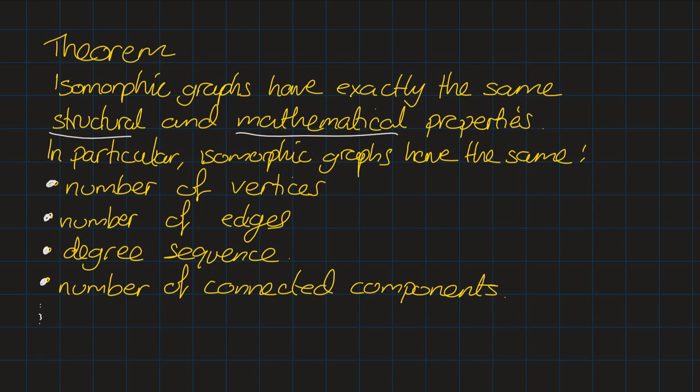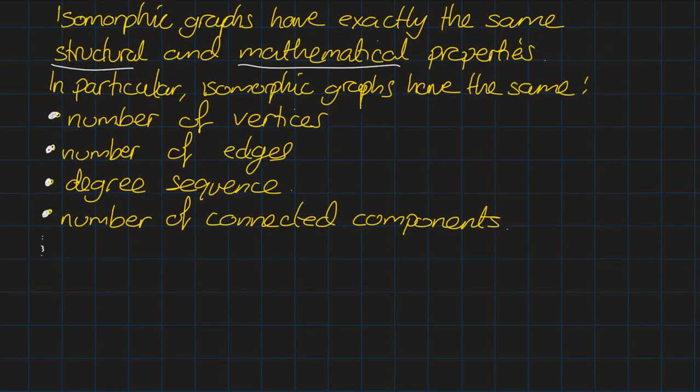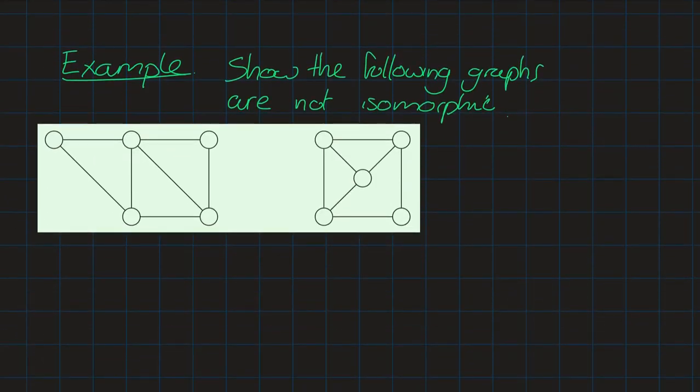What I want to note now is that it's actually quite difficult to show that graphs are isomorphic a lot of the time. Usually it's a lot easier to show that graphs are not isomorphic. Okay? It tends to be easier because, for example, you can just find a mathematical property which one of them has and the other one does not. So for example, if the graphs have a different number of vertices, a different number of edges, or a different degree sequence, then they can't be isomorphic. So let's see this in an example.